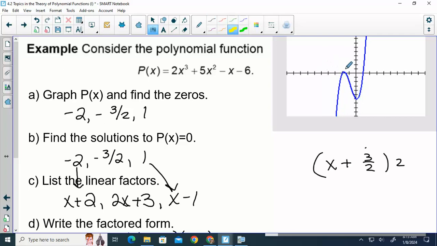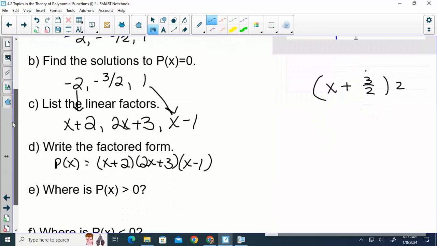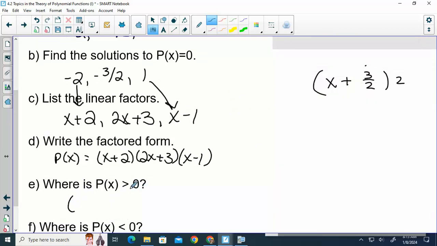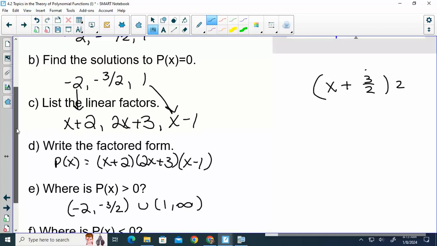Between negative 2 and negative 3 halves. And then from 1 to infinity. Good. It's kind of hard to tell that one, but it is in between there. So because it didn't have an equal to, we'll do parentheses, negative 2 to negative 3 halves, union 1 to infinity. And where is it less than 0?